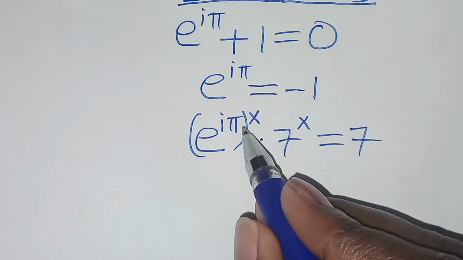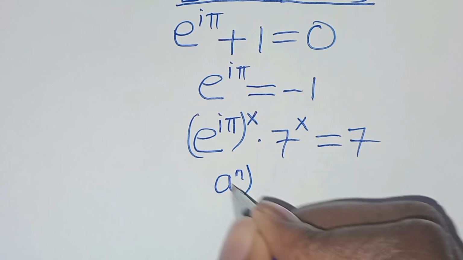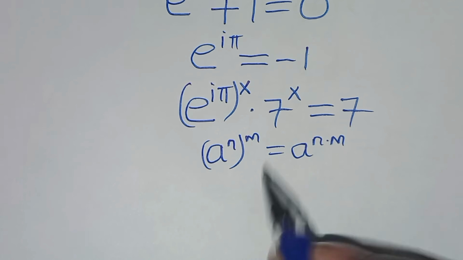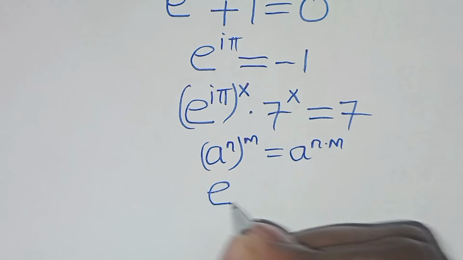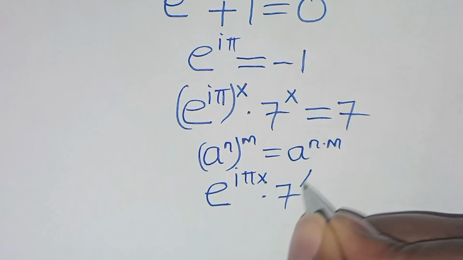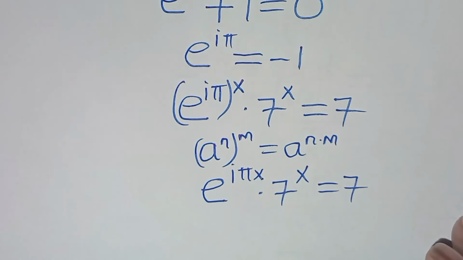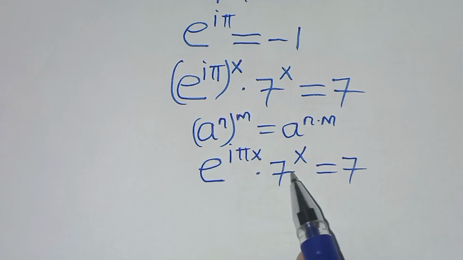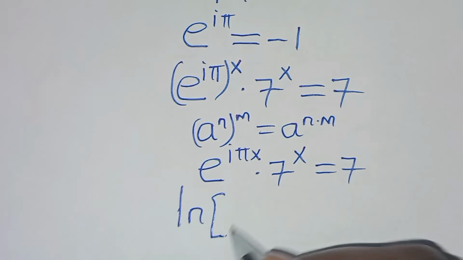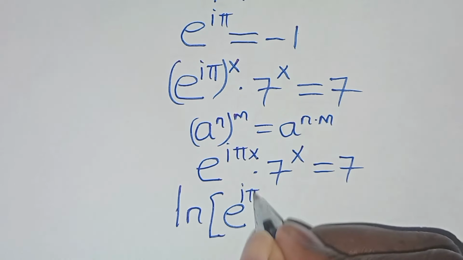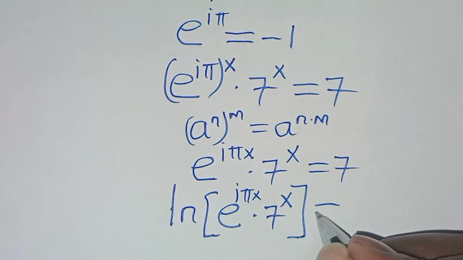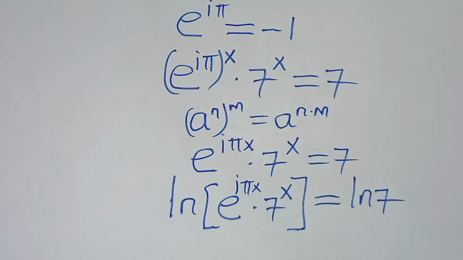Now, remember, this is in the form of (a^n)^m, which we can express as a^(n times m). Applying this property, we have e^(i pi x) multiplied by 7^x equal to 7. The next step from here, let's apply the natural logarithm on both sides so that we have ln of (e^(i pi x) times 7^x) in parentheses equal to ln of 7.